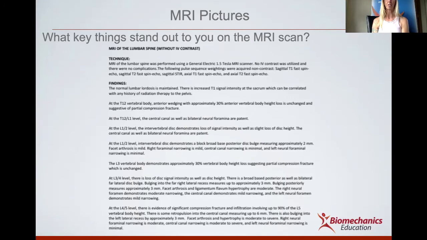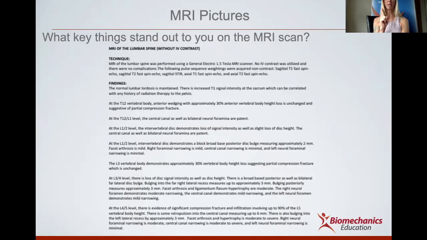L3 vertebral body demonstrates approximately 30% vertebral body height loss, suggesting a partial compression fracture, again unchanged. So a bit similar to our previous sentence with the same wording. At the L3 to 4 level, there is a loss of disc signal intensity as well as disc height. So again, possibly normal aging. There is a broad-based posterior as well as a bilateral disc bulge. So again, we're getting this bulging and this pressure, and it's bulging into the far right lateral recess, an area or opening measuring approximately 3 millimeters.